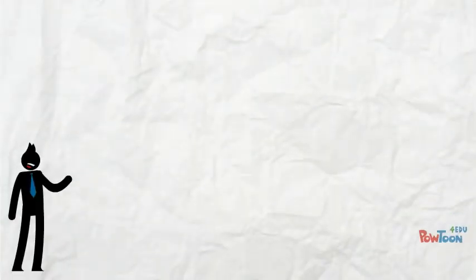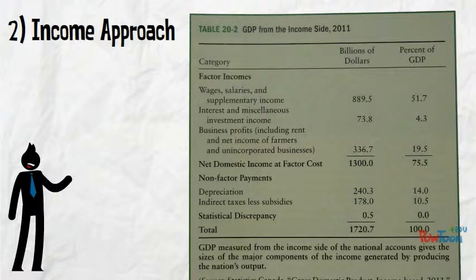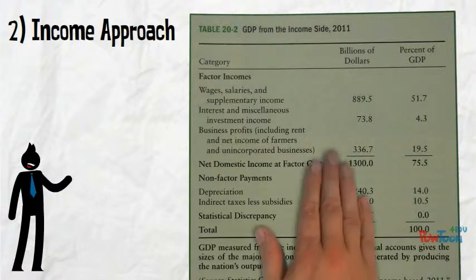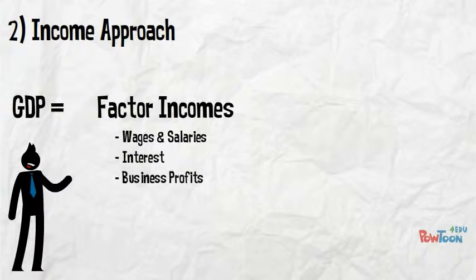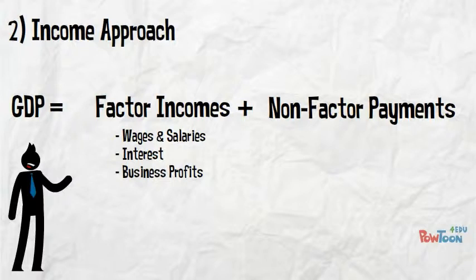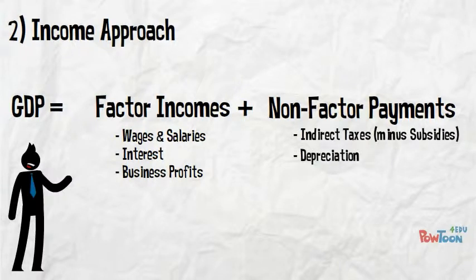A second method is the total income generated by domestic production. GDP is the sum of factor incomes such as wages and salaries, interest, and business profits, plus other claims on the value of output like indirect taxes, net of subsidies, and depreciation of existing capital.